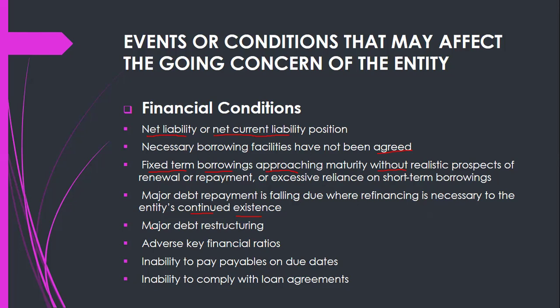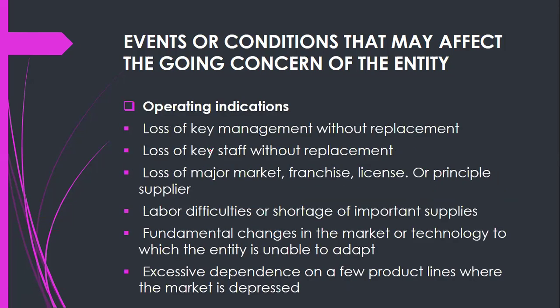Then the other examples, like major debt restructuring, adverse key financial ratios, inability to pay payables on due dates, inability to comply with loan agreements. So in the exam, just make sure you are alert to these conditions, which may result in going concern problems. So when you go through questions, you'll be able to easily cite these going concern indicators. Then two, operational indicators.